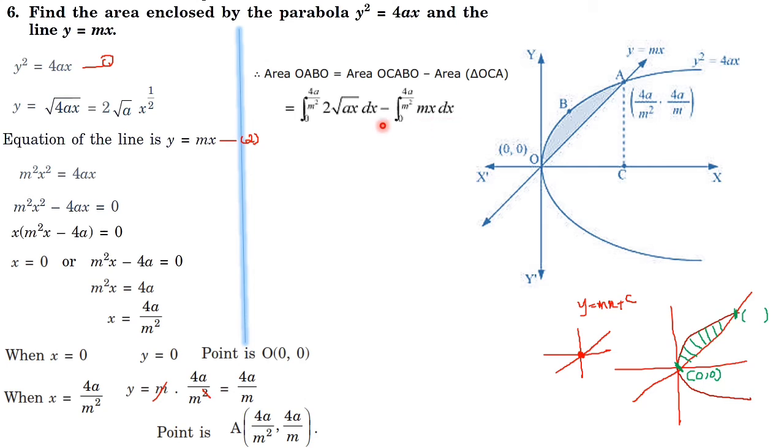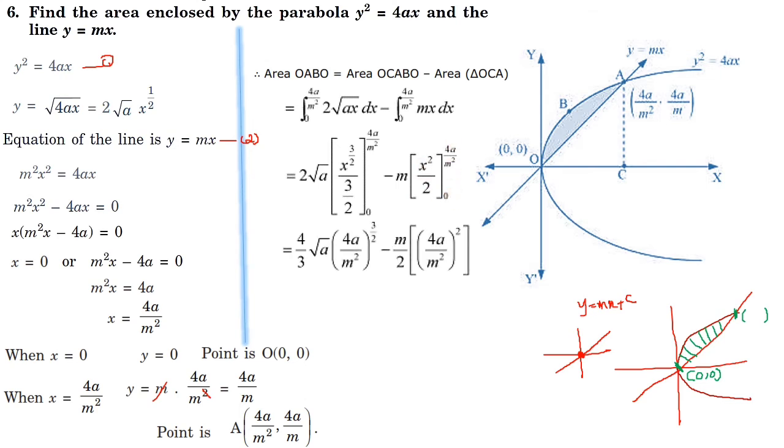So this is the way we have to calculate. Here 2 root a we have taken outside. Then x power 1 by 2, here we kept x power 1 by 2. When we do integration, x power 3 by 2 by 3 by 2, applying the limit 0 to 4a by m square, minus, here m is a constant, keep outside, integral of x, that is x square by 2, apply the limit.